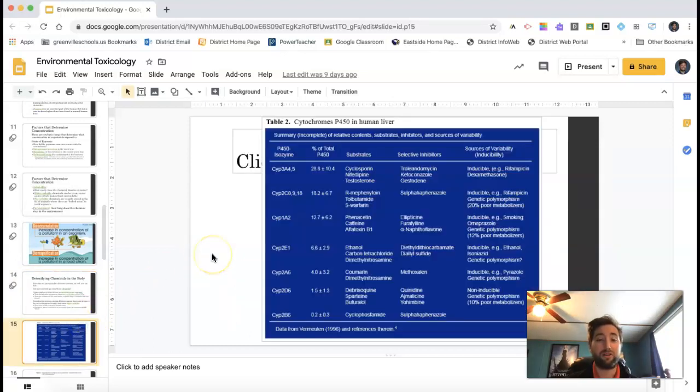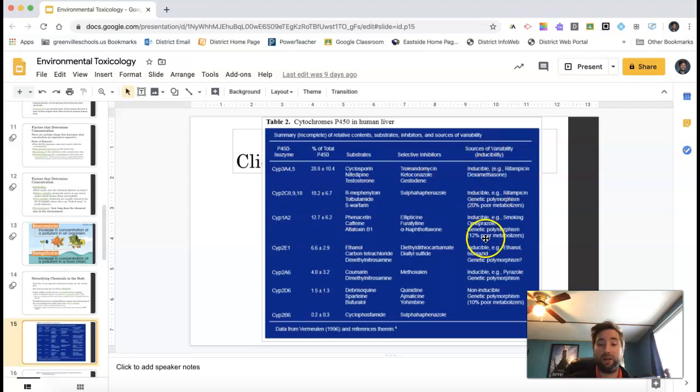Alright, so here's the next one. Here are the cytochrome P450s in the human liver. If you look here, these are the different families, and I just selected a few. These substrates here in this column are what they work on. If you look here, ethanol is going to be alcohol. Let's see, caffeine is in here somewhere. Yep, there it is right there. So CYP1A2 is going to metabolize caffeine.